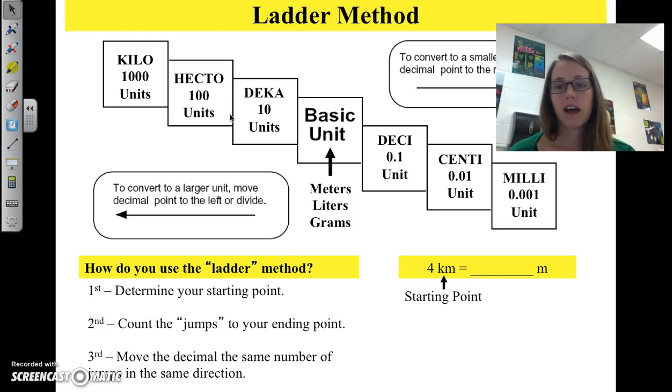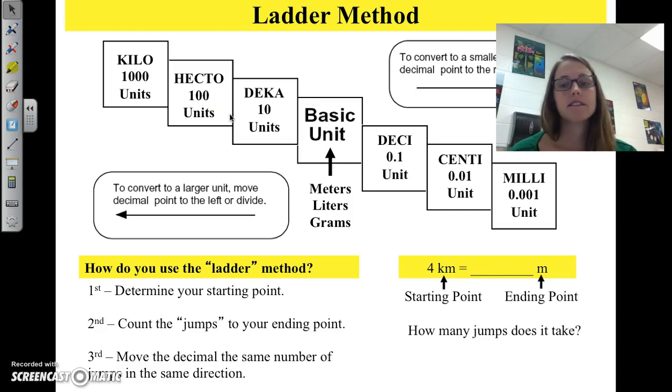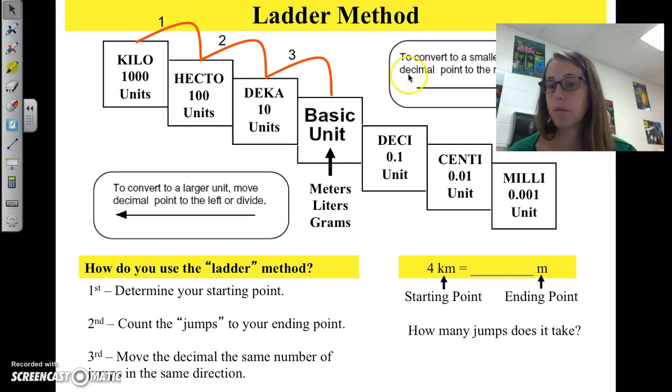So we're going to go ahead and see how many jumps it takes. So kilo to hecto is 1, hecto to deca is 2, deca to the base unit is 3. And remember, we're only going to the base unit. There's no prefixes on this, so we're just going to the base unit. So that means we go 1, 2, 3 jumps to the right.